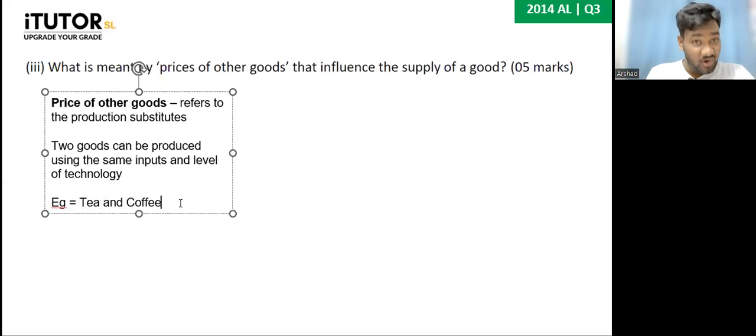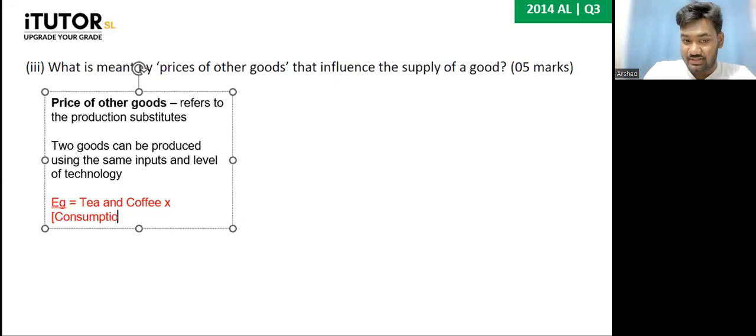It's wrong. Why is it wrong? Think, guys, can you make tea and coffee with the same inputs and same technology? No, right? How you make tea is a whole different process. You have tea pluckers and they pluck the tea and you put it into another thing and you make tea. How do you make coffee? I don't even know. So what are these? These are consumption substitutes. Right? But you can't consider this as production substitute. Don't go and write nonsense in your paper. This can't be your thing.